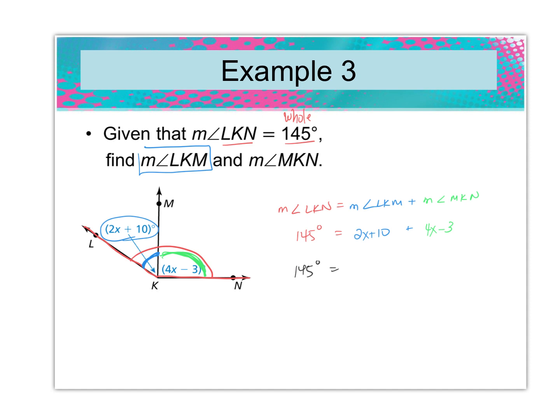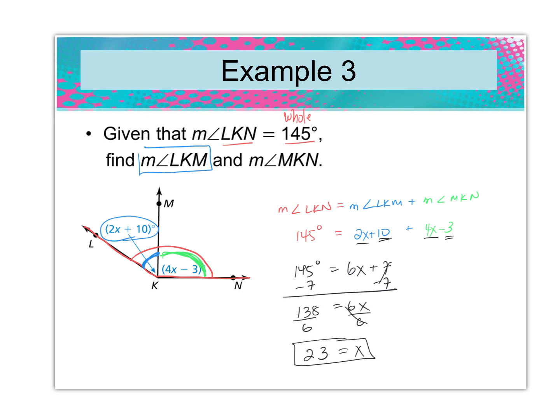145 degrees equals, combine my like terms, 6x plus 7. These like terms will add up to 7. And then I can subtract 7 from both sides. I'm going to get 138 equals 6x. And I'm going to divide both sides by 6. And I'm going to get that x equals 23. Now again, x equals 23 is great, but nobody asked me for x.